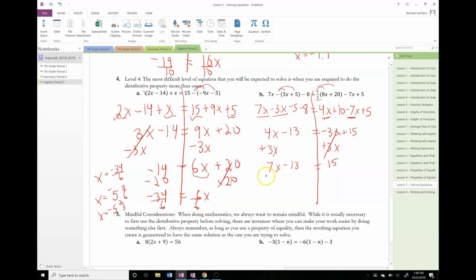Okay, now that I have the variable term on the left-hand side, I have to move the numbers, the constants, to just the other side. Plus 13, plus 13. That will make 0. 7x equals 28. This one can be solved by inspection, and we see that 7 times 4 would give me 28. So x has to equal 4.